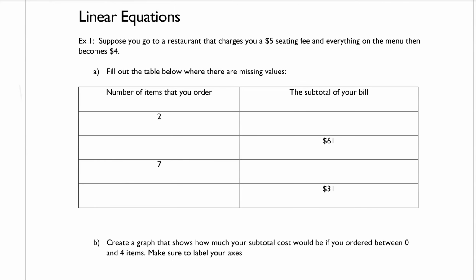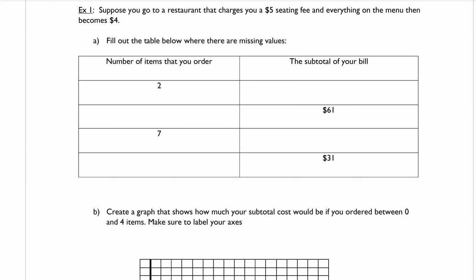So let's go ahead and look at this table. Let's say that we ordered 2 items off of the menu. So we would have to pay for those 2 items. Each of those items would be $4. And then we'd also have to pay that weird seating fee where they just charge you to sit down. So 4 plus 4 is 8, and 8 plus 5 is $13.